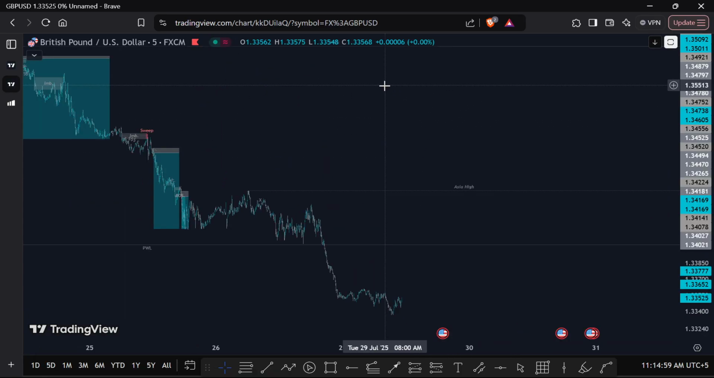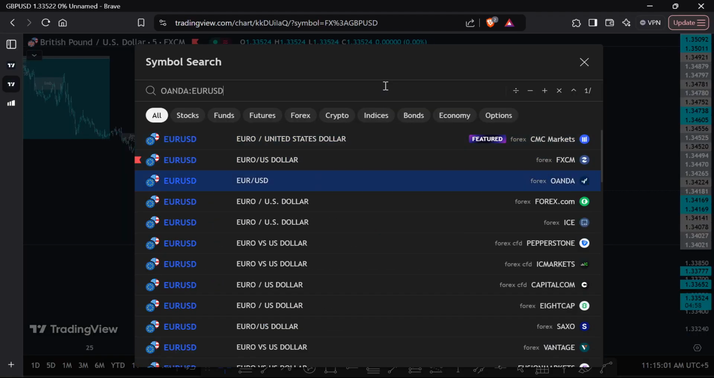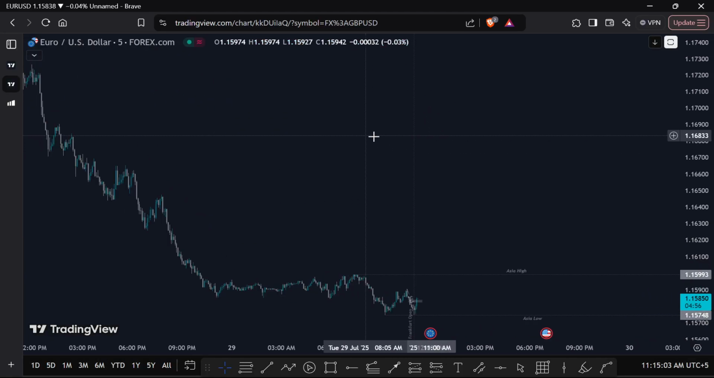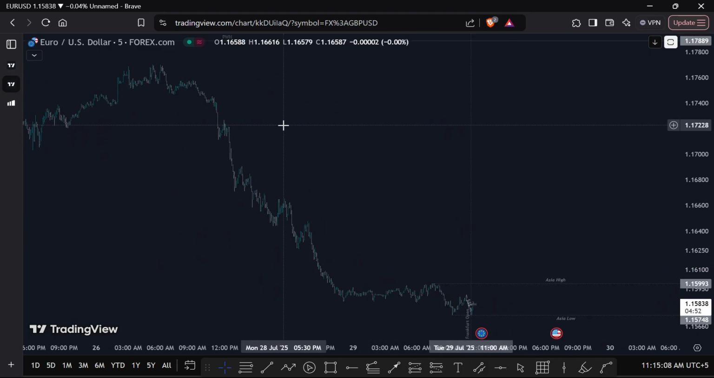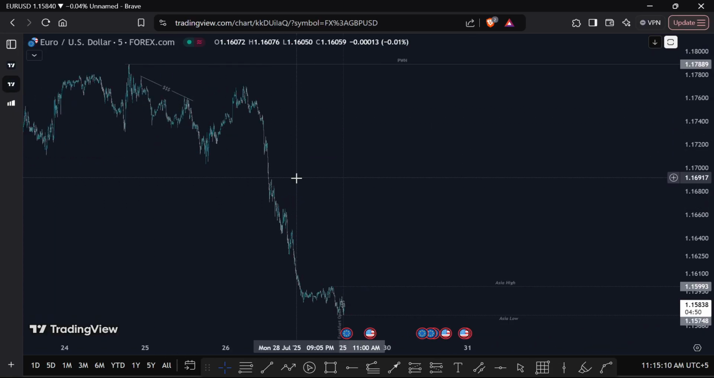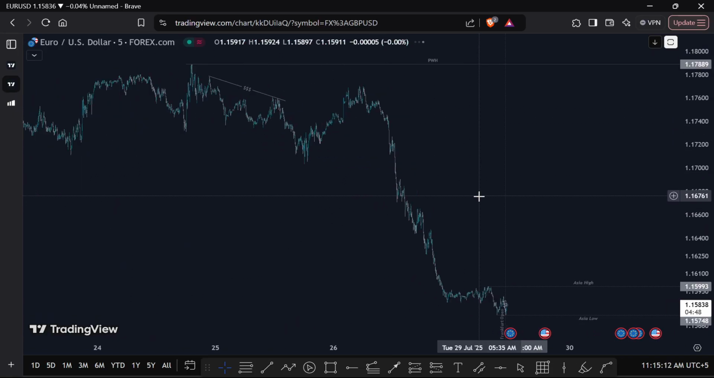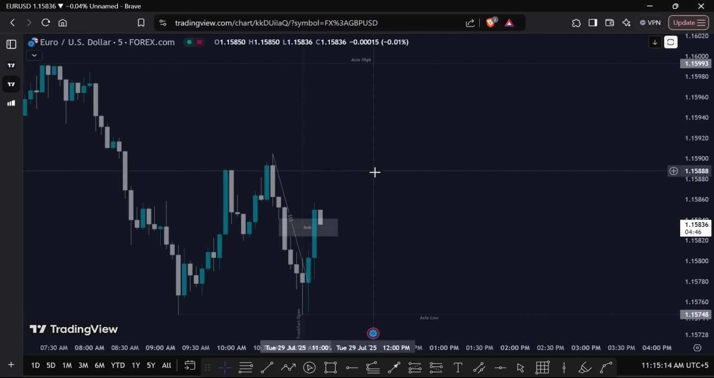Now let's move on to the EURUSD Forex.com chart. And now what we can see is, first of all, the market is bearish. We have to short. The bias is really clear. We have to short. Now the reversal points.